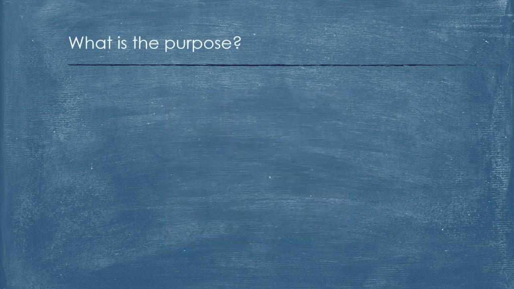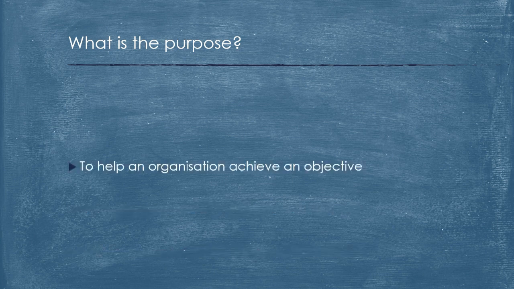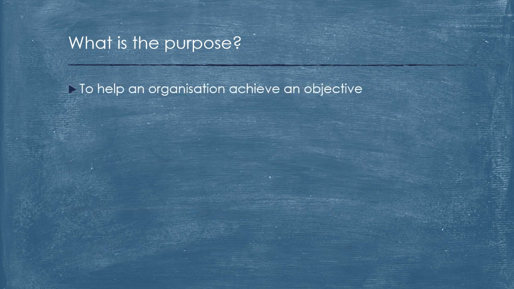So the first question we've got to ask is actually, what is the purpose of a structure? Now, it can help an organisation achieve an objective. So following on from what we talked about with SMART objectives, the simple fact of the matter is an organisation structure is there to help achieve an organisational aim. And that aim could be quite broad and varied, but it's there to basically get that aim shared between people.